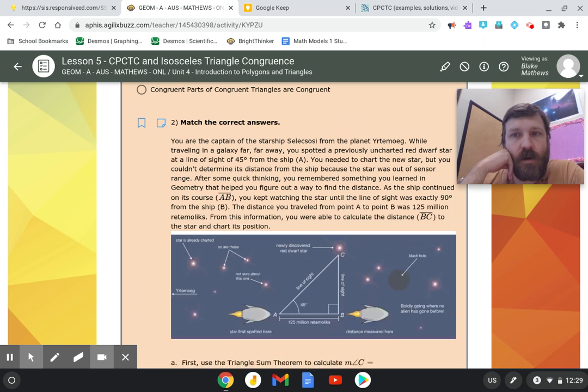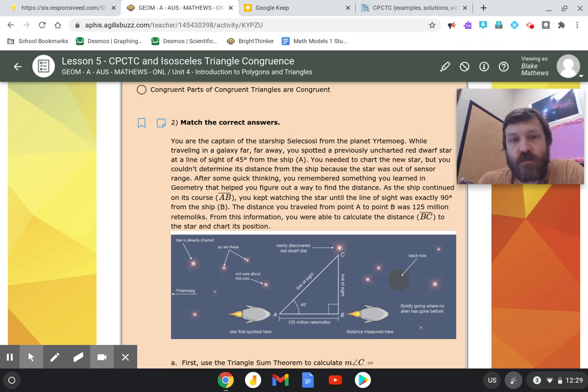It says you are a captain of Starship Seleucus from the planet, whatever. I'm not going to read every single one of those. All right. While traveling in a galaxy far, far away, you spotted a previously uncharted red dwarf star at a line of sight of 45 degrees. That is right here in the diagram. So that's this angle here. So 45-degree angle, we're looking at this star. You need to chart the new star, but you couldn't determine its distance from the ship because the star was out of sensor range. After some quick thinking, you remembered something you learned in geometry that helped you figure out a way to find distance.